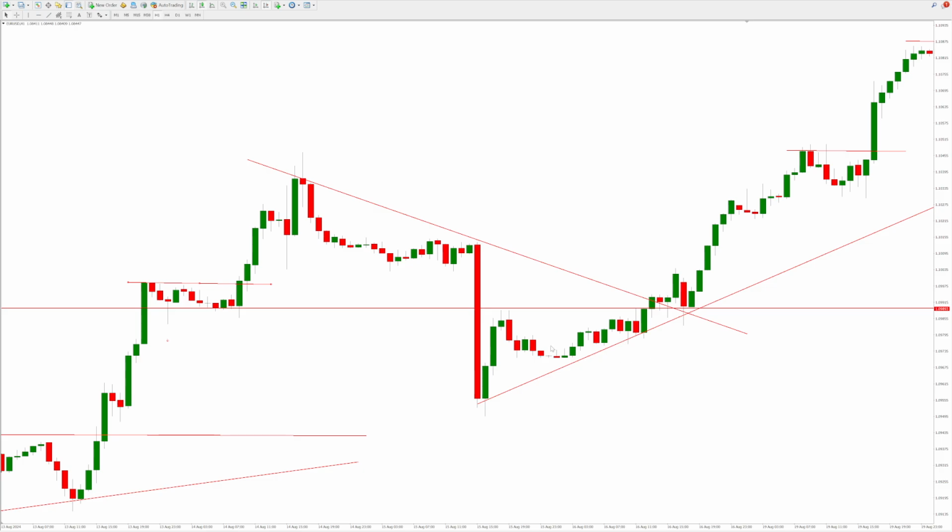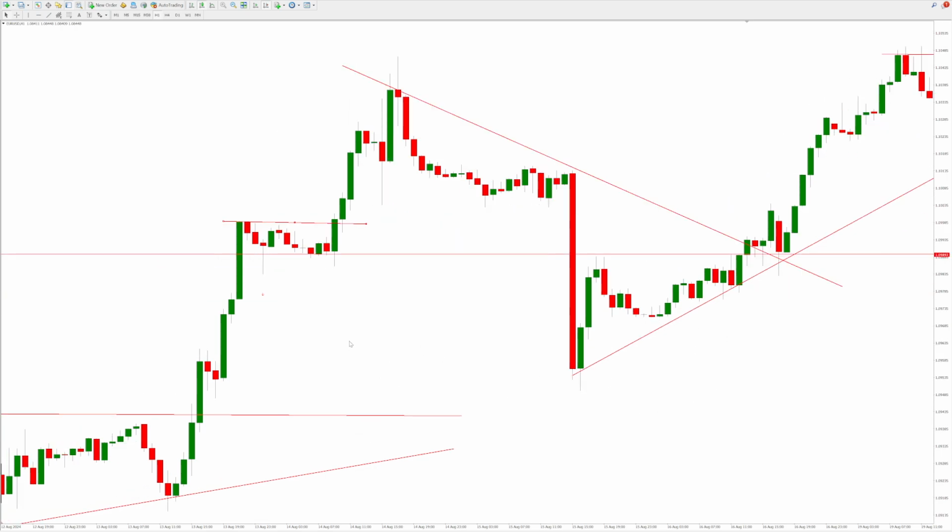Okay. Well, hopefully you have an idea of what the Advanced Block Candlestick Pattern is and how you can look for it on your charts.